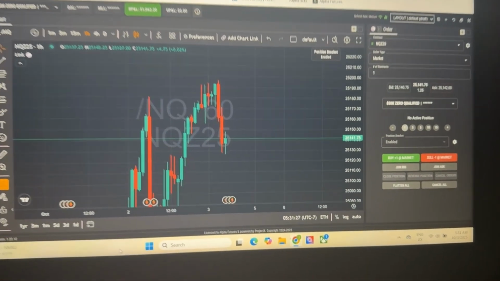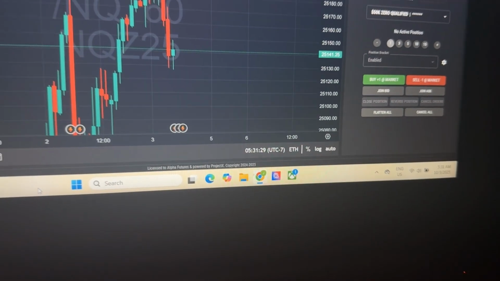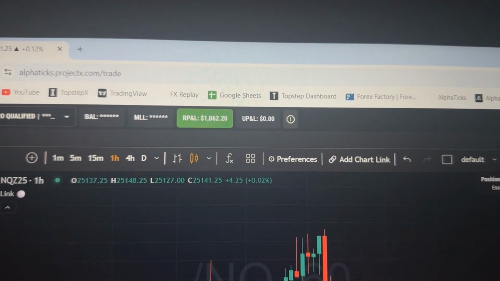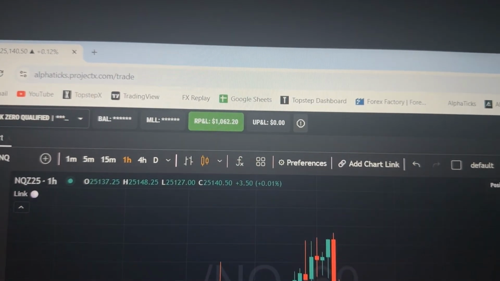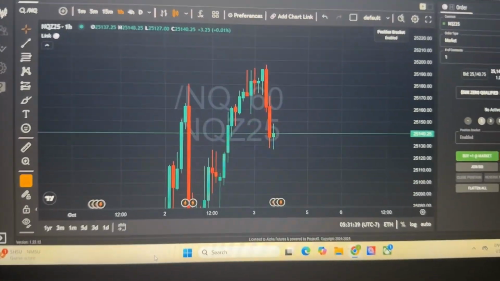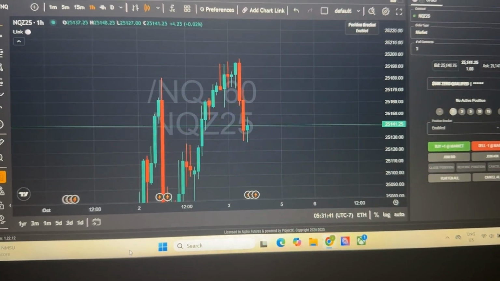All right, guys, I just woke up. It's about 5:30 right now. As you'll see, the trade did end up playing out, $1,062.20 of profit. It did end up playing out pretty quickly after I went to bed, so solid trade here.